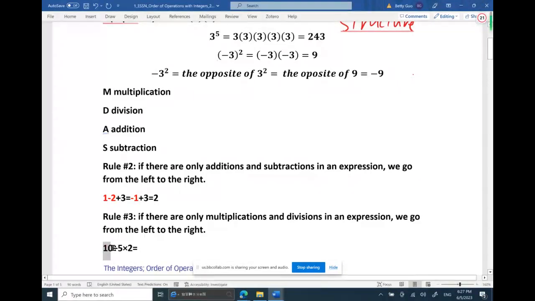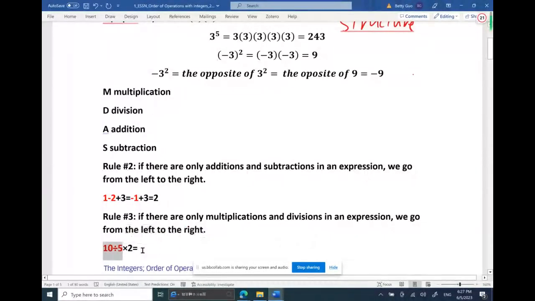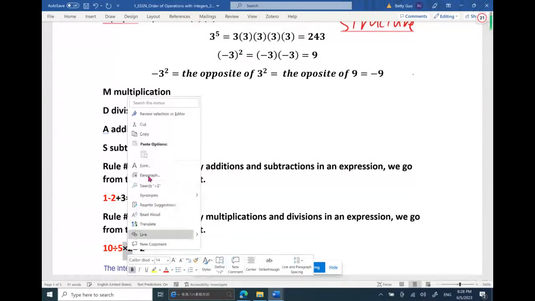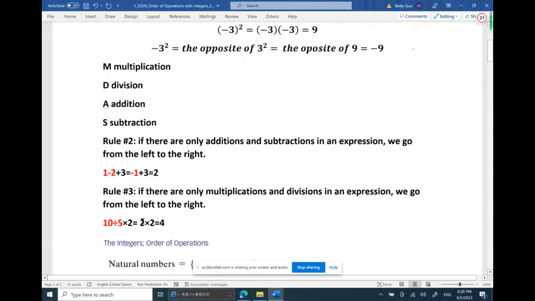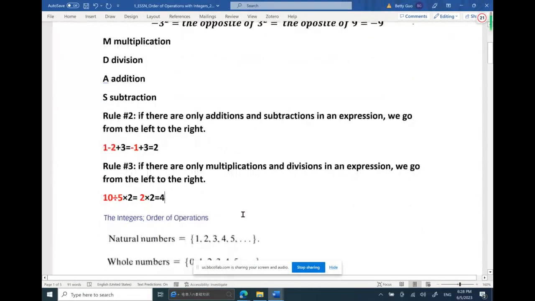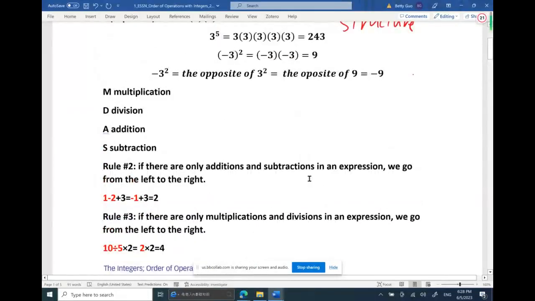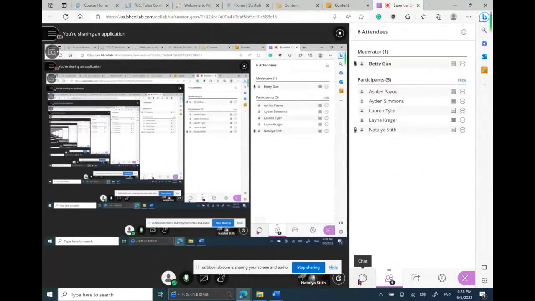So we take care of the division first. 10 divided by 5 is 2. And then multiply by 2. What do we have? We have 4, right? The red part is the result from the first step. Is that clear? For the correct order of operations, we have 3 rules.